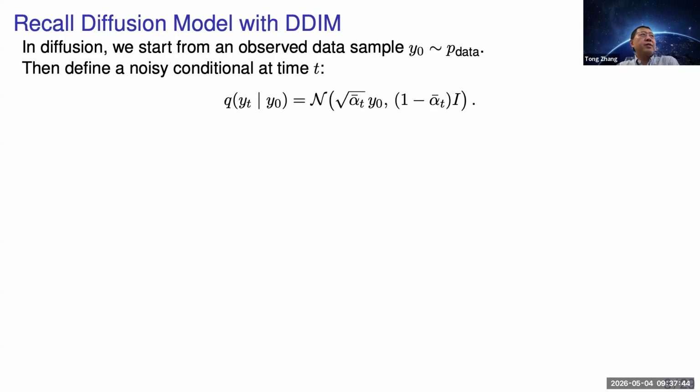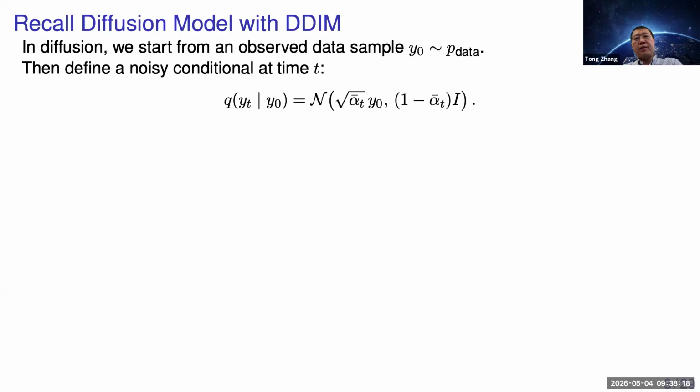Then define a noisy conditional. Basically, this one is going from Y0, which is the original image, to your YT, which is the noisy image at time t. This is a formula. So this is the same in DDIM and DDPM. DDPM is the earlier one. It's the first one to make the diffusion model work. It has stochastic sampling.